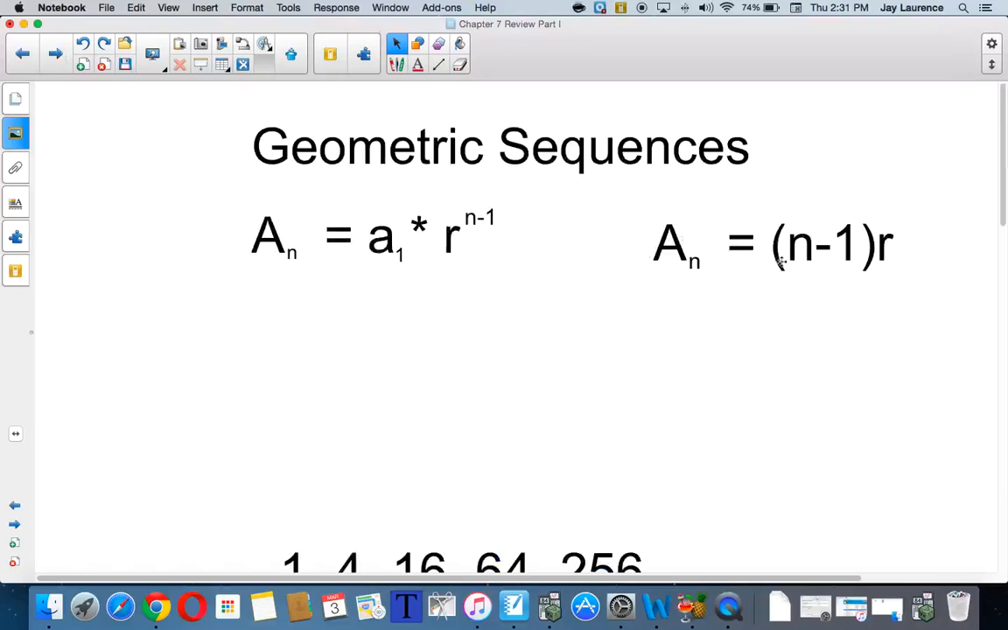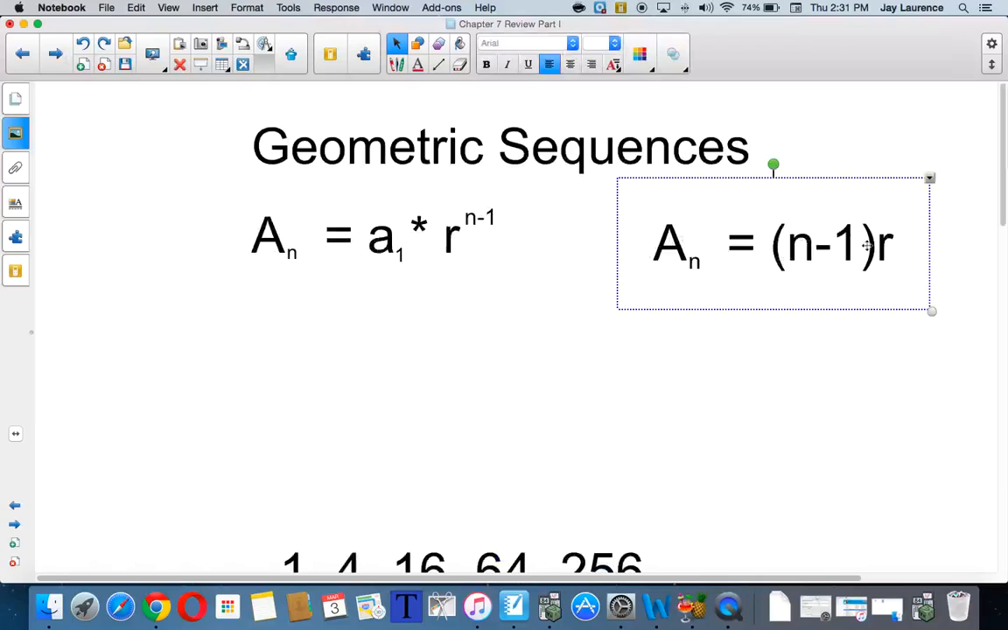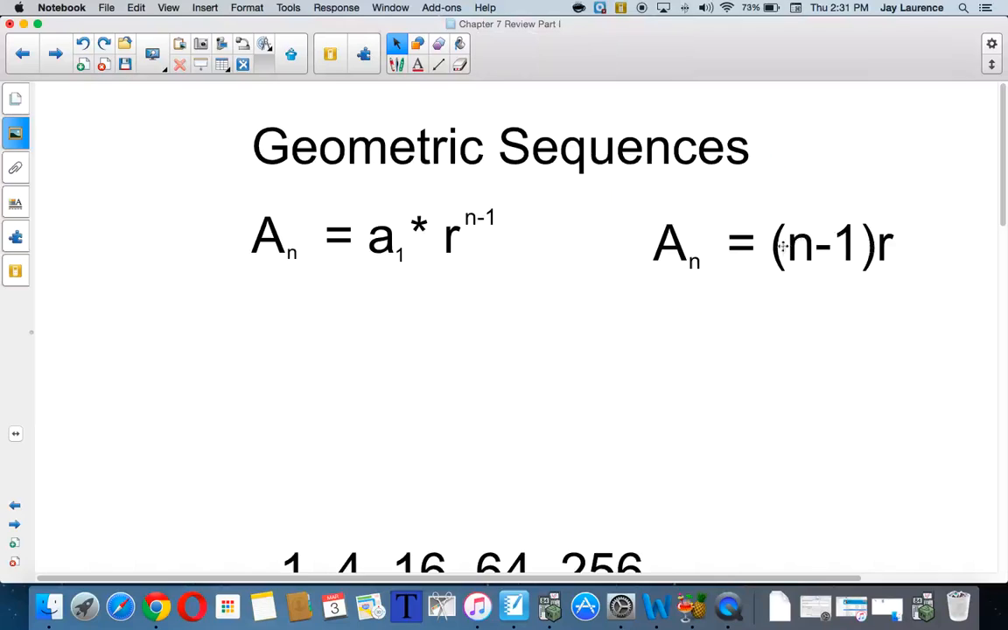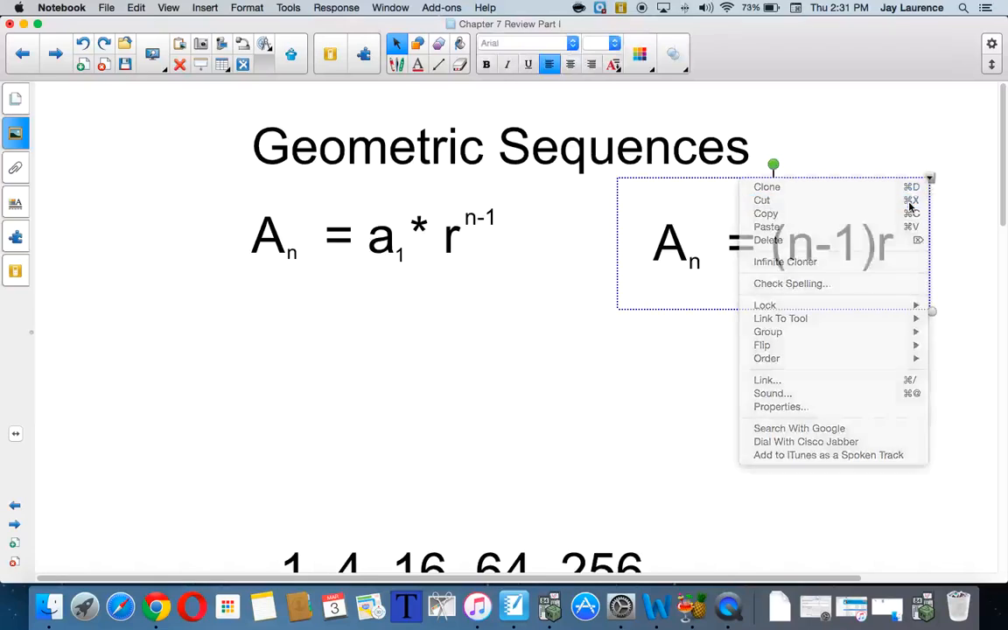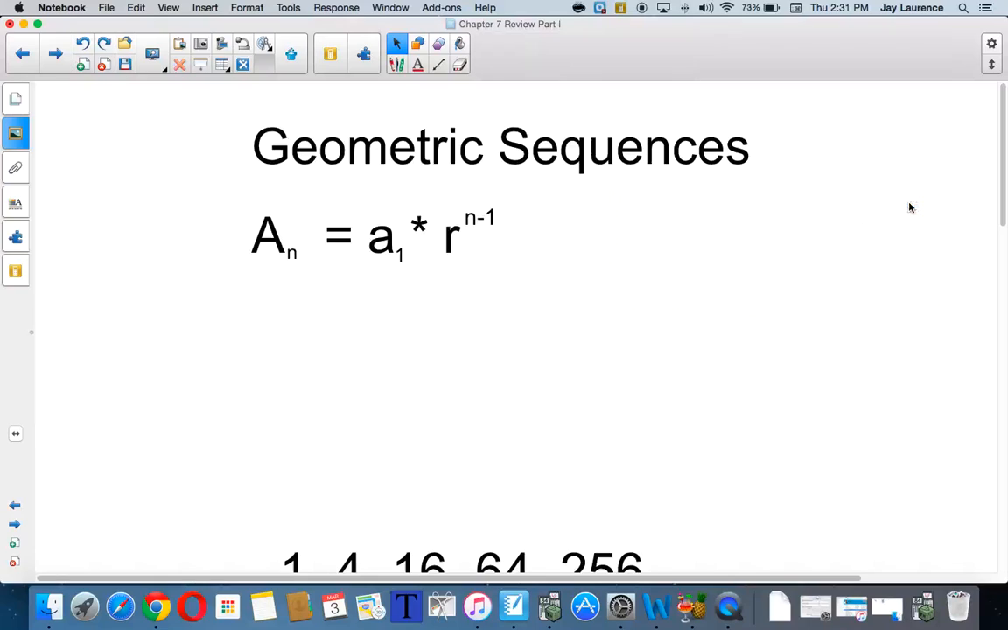Okay, geometric sequences, and I have a mistake here. Where are you? There you are. I have a mistake here. I believe I have this wrong because this is supposed to be the, it won't let me edit it. I'm just going to cut it out of there. All right.